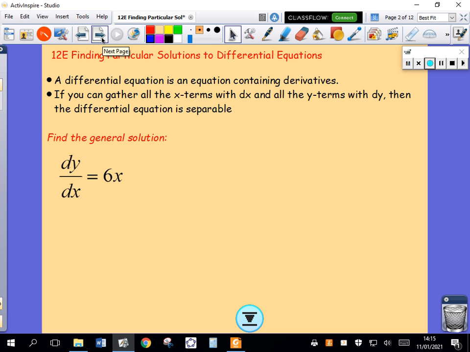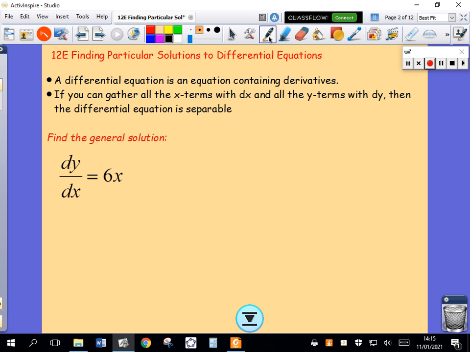I'm going to look at finding particular solutions. Just a quick reminder on finding a general solution. Suppose I want to find the general solution to this, dy/dx equals 6x. The general solution includes the constant of integration.